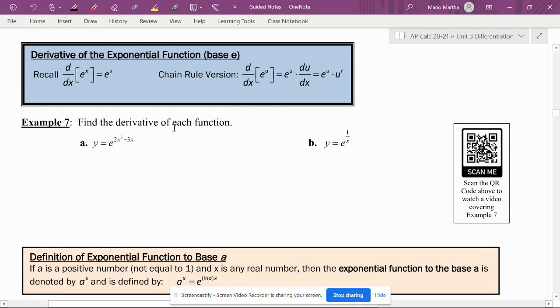Welcome back to Calculus AB. Today's topic is 3.1, and this is pretty much part 5 and the last part of 3.1.